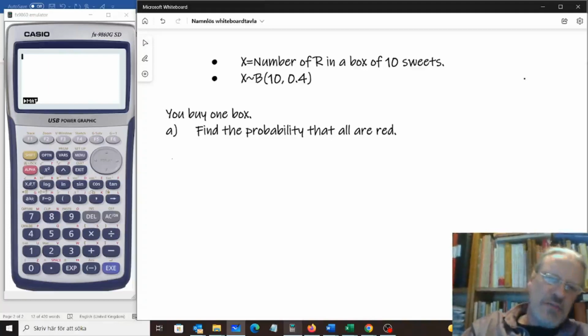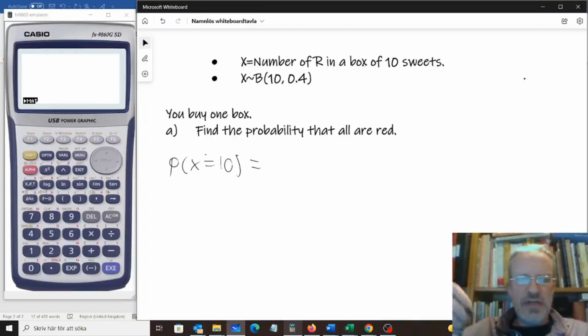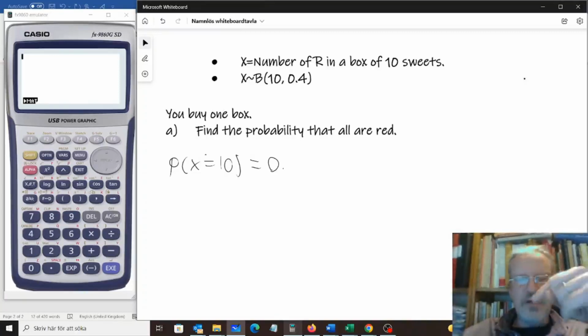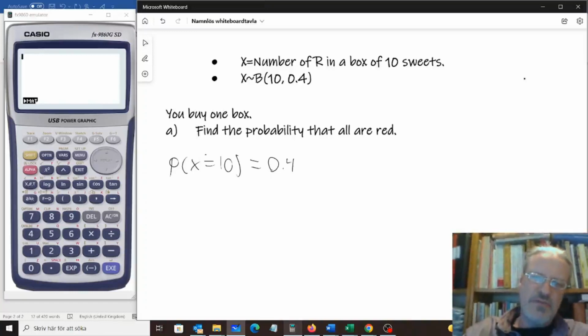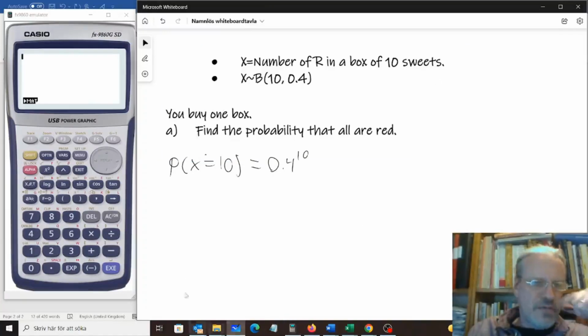And so we can say the probability that our random variable x equals 10 is the probability that all 10 of them would be red, and for each one of them, the probability for it to be red is 0.4, 40%. So in other words, since it's a red and a red and a red and so on, we will multiply the probabilities, so that will give us 0.4 to the power of 10, and that will be a rather small number, as we will see.